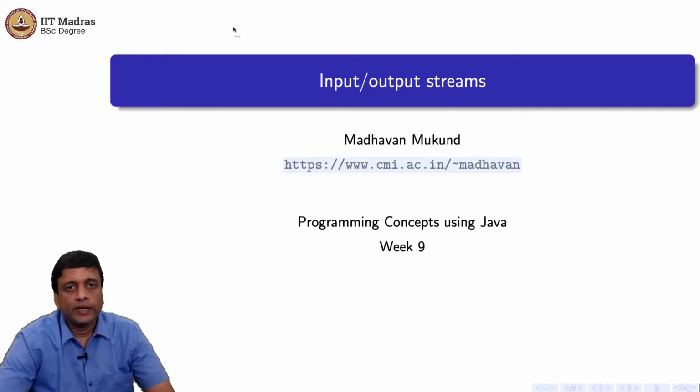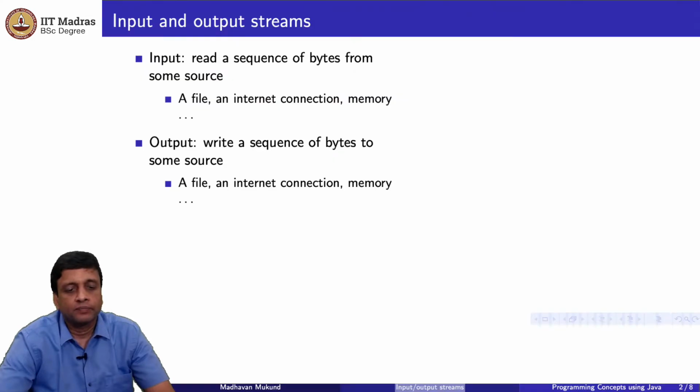So let's look at how to do input and output in Java. In general, input requires us to read a sequence of bytes from some external source. This could be a file, it could be the keyboard, what's called the console. It could even be, these days, an internet connection. You might be reading a stream of data from an external website. Or you might just want to be reading data from some block of memory. Think of it as an abstract file and read from memory. So all of these conceptually are the same thing.